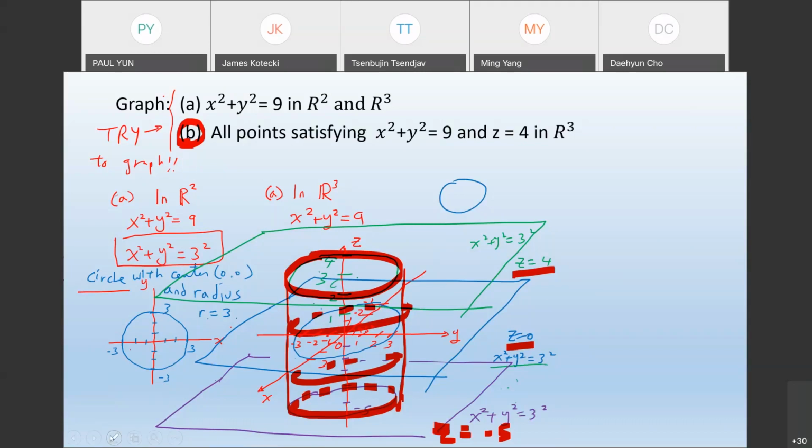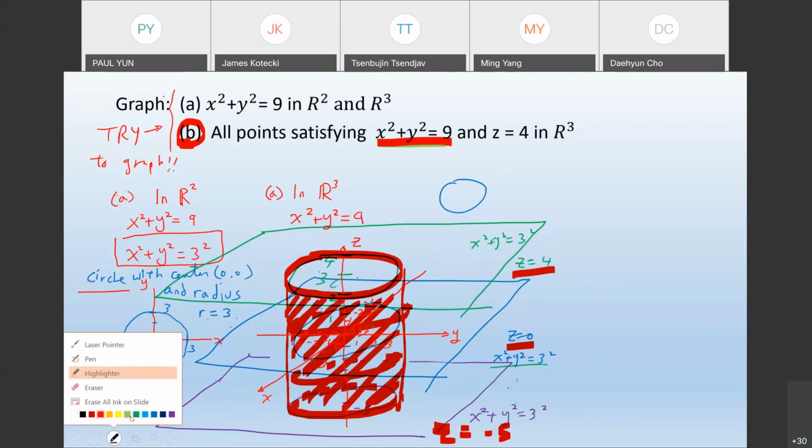So this is what happened here. The one satisfying this one, red, is this. Basically, this is the cylinder, just the outside. It's like the outside of a Pepsi can, not the interior, right? This is the one. But how about the one where z equals 4? It is this guy.